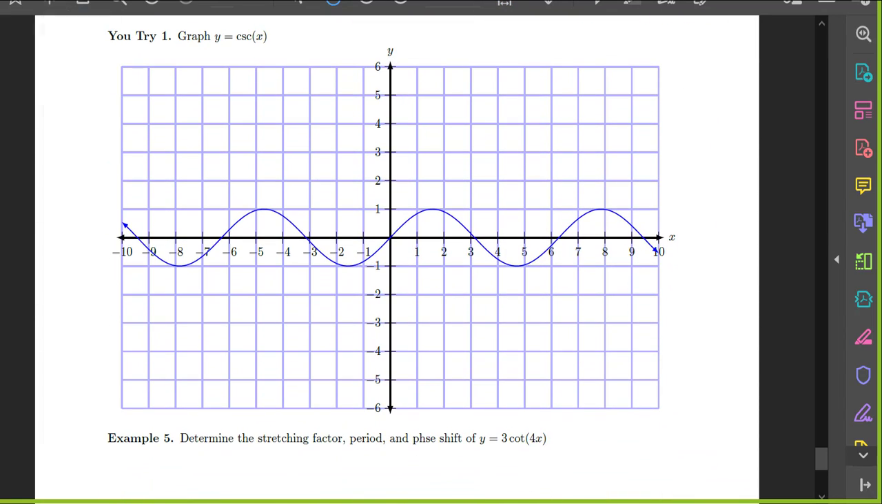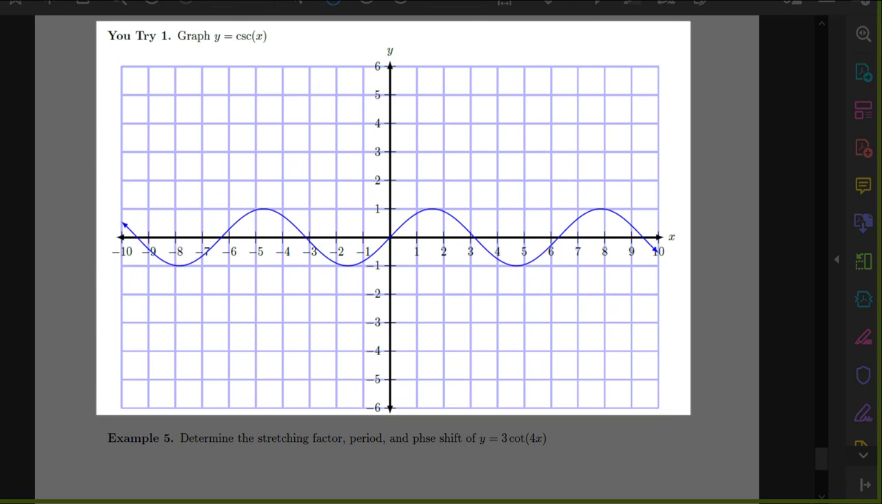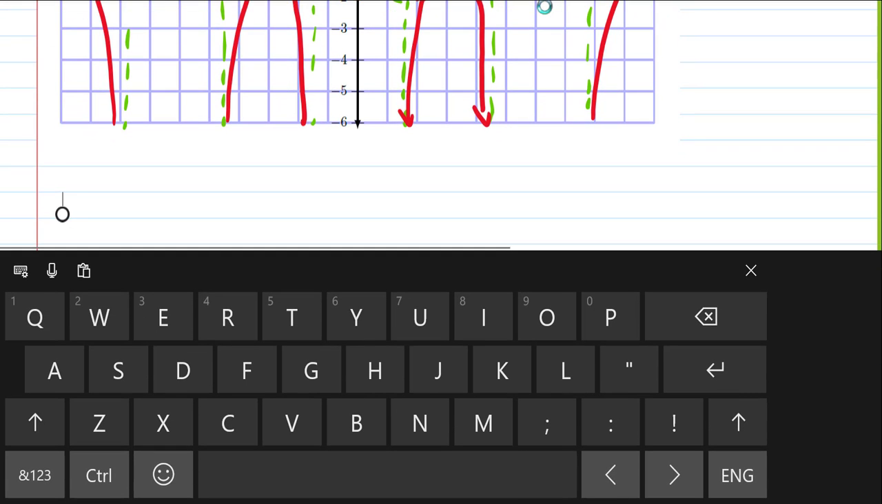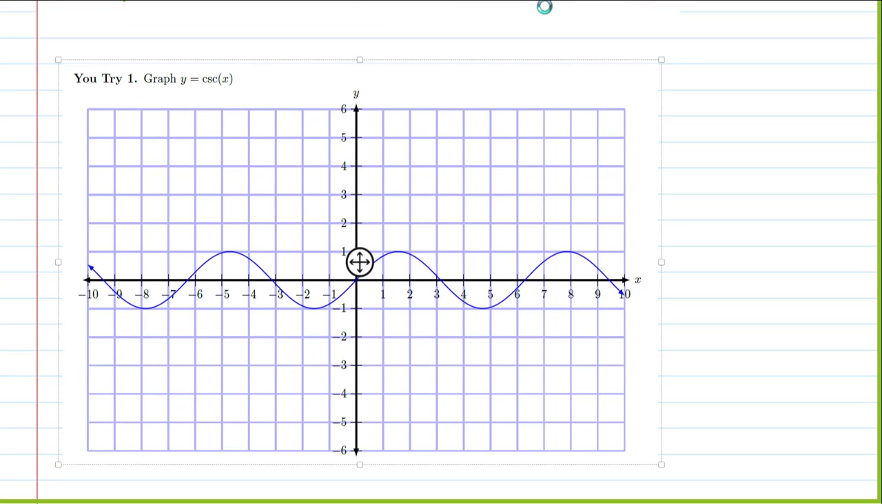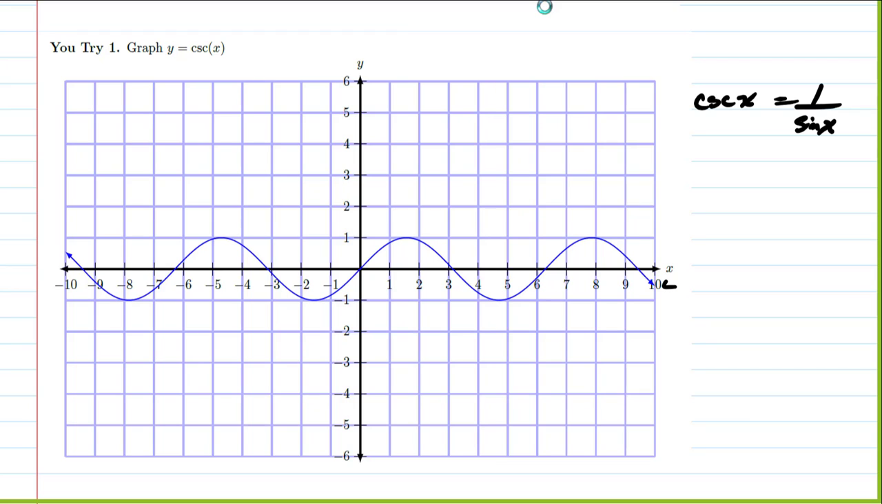All right, it's your turn. So go ahead and draw a graph of the cosecant function and identify its vertical asymptotes. Remember, cosecant by definition is 1 over sine. And this is a graph of the sine function. So use that graph to draw a graph of the cosecant function.